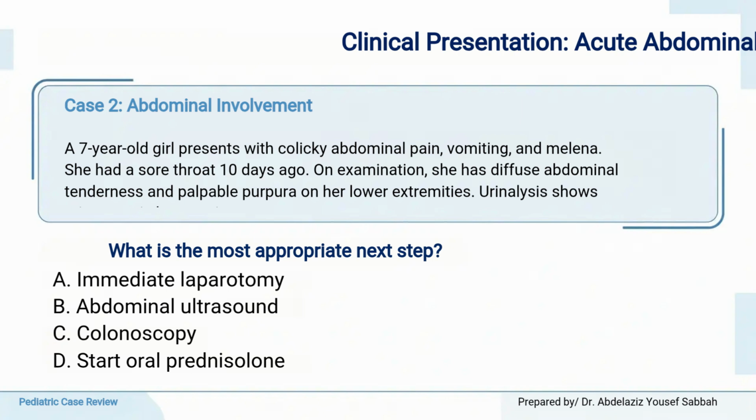Case 2. A 7-year-old girl presents with colicky abdominal pain, vomiting, and dark bloody stool. She had a sore throat 10 days ago. On examination, she has diffuse abdominal tenderness and palpable purpura on her lower extremities. Urinalysis shows microscopic hematuria. What is the most appropriate next step? Option A, immediate laparotomy. Option B, abdominal ultrasound. Option C, colonoscopy. Option D, start oral prednisolone.